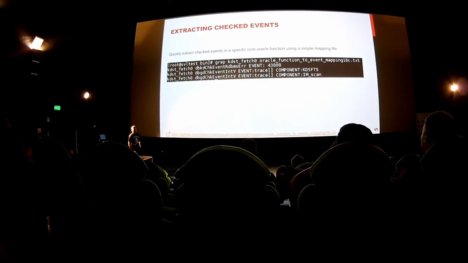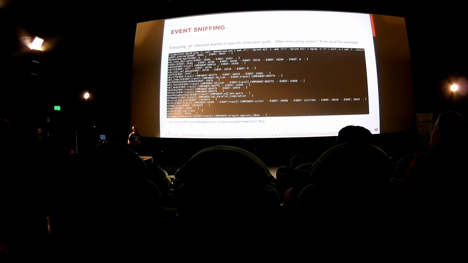Okay, but before going into much detail, let's see why we want to do that. So basically, using the event mapping file, we can quickly and simply extract the checked events in any kernel function. So this can be very useful for internal research. We can also decide to extend this and build an event sniffer to display all the events checked in a specific execution path. For example, whenever you execute any statement, select from dual or any statement you want, it can display all the events checked in this execution path.